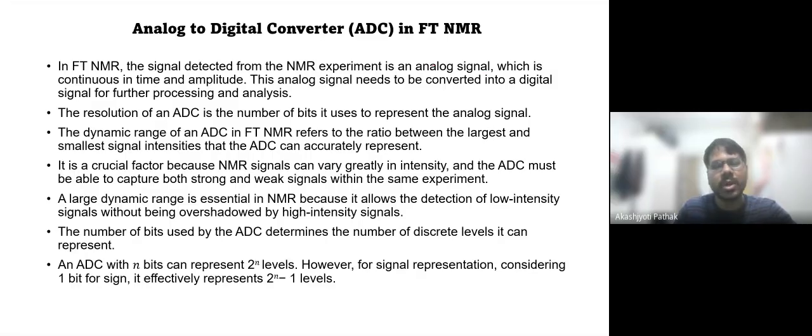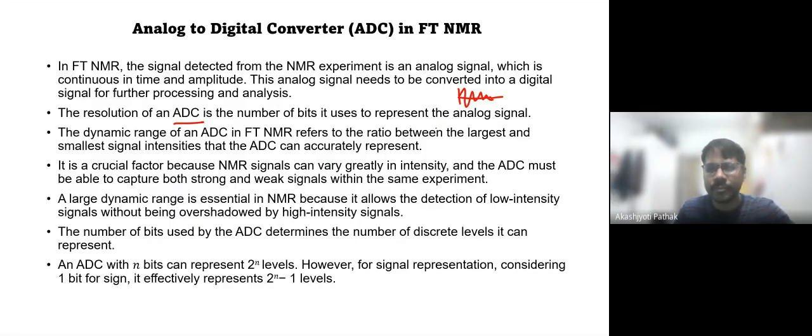Analog signals means what? They are getting a continuous signal, which is continuous in time and amplitude. This analog signal needs to be converted into a digital signal for further processing and analysis. The resolution of an ADC is the number of bits it uses to represent the analog signal. So the analog signal that was there has to be digitized.